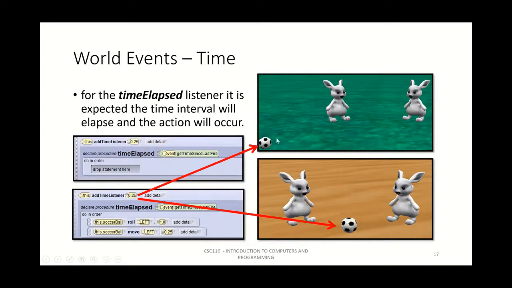So this is the object, which is the ball. When we choose the time elapsed listener, you will expect that the time interval will elapse and the action will occur. So when we run the coding, the object will keep moving during the time interval.